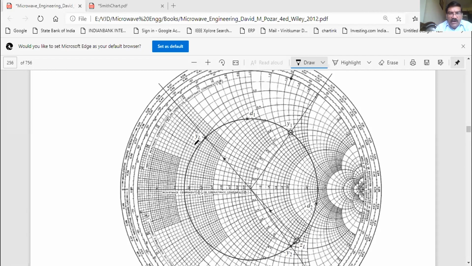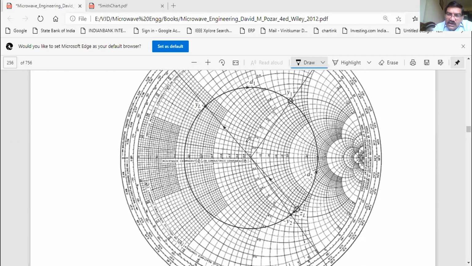This value we got. Now what I told you: put a rounder here and draw a circle passing through YL and ZL. If we do this, this is your unity gain circle. If you see this, this is your unity gain circle, this circle.